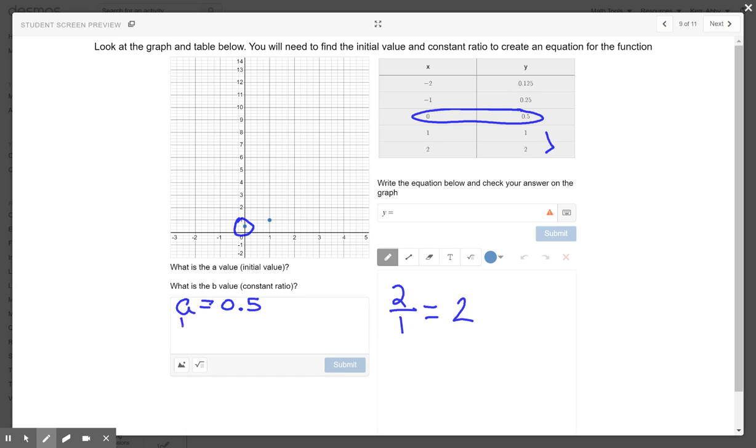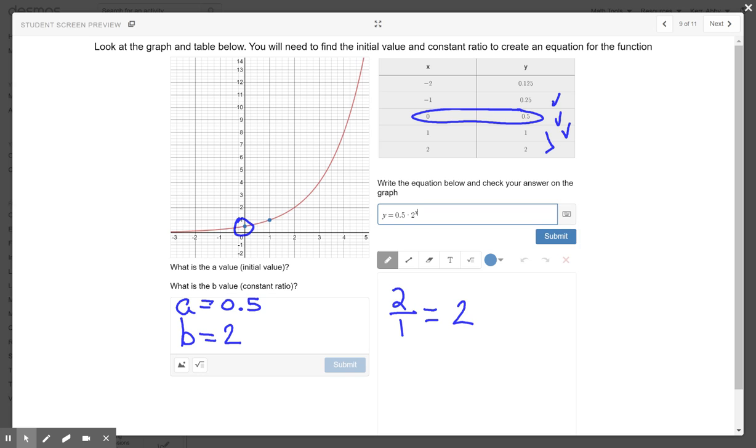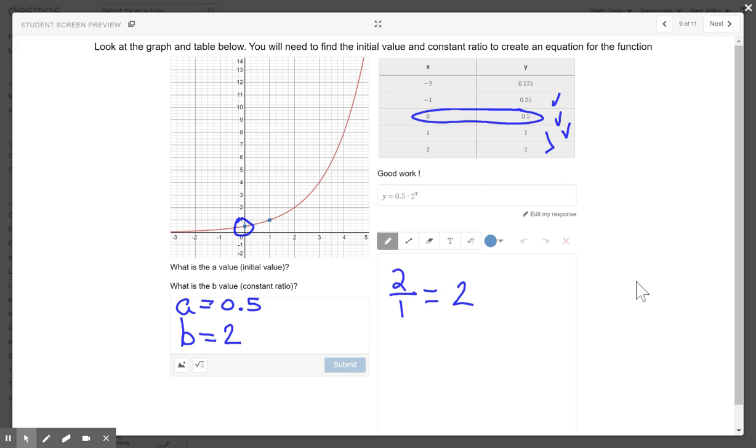So it looks like our B value is going to be 2, which makes sense because 0.125 times 2 gets me the 0.25. 0.25 times 2 gets me 0.5. 0.5 times 2 gets me 1, so on and so forth. And then we put it into this new equation. A comes first, then B raised to the x power. You know we did it correctly.